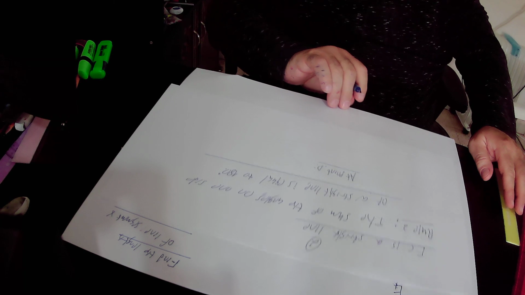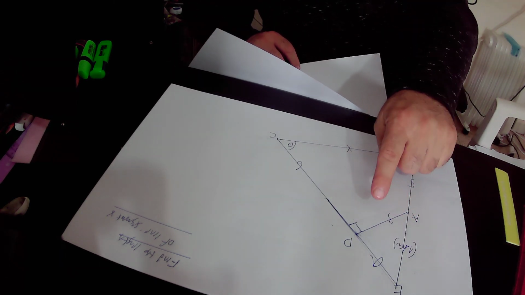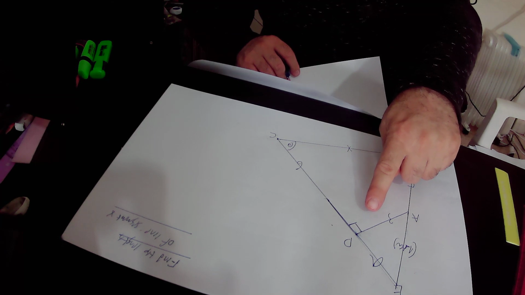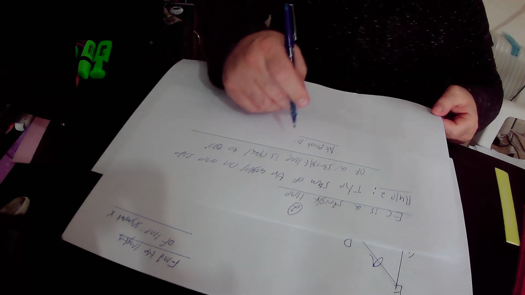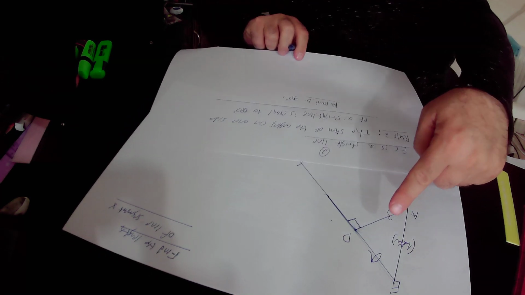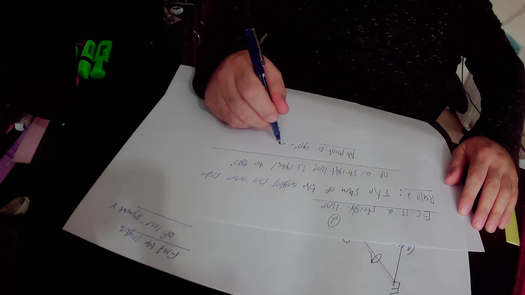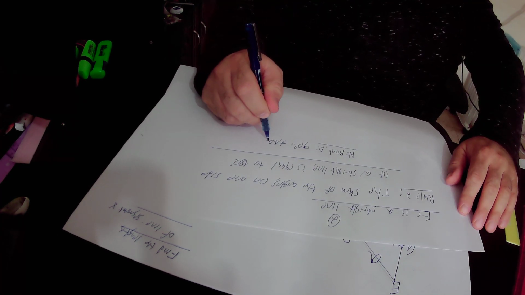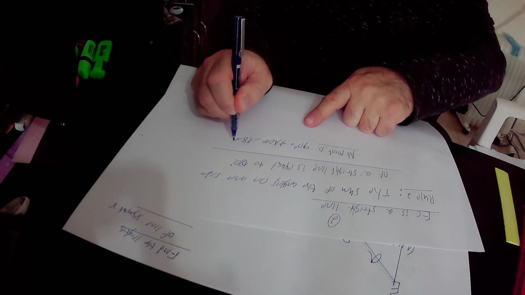Which angles do we have on this side of the straight line EC at point D? We have here 90 degrees, and we have here this angle ADE. In total, the sum of those two angles must be equal to 180 degrees according to rule number 2.